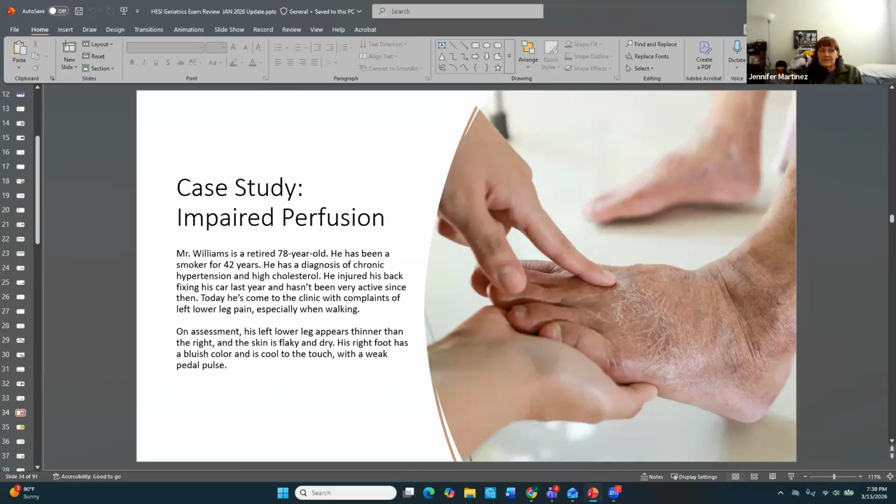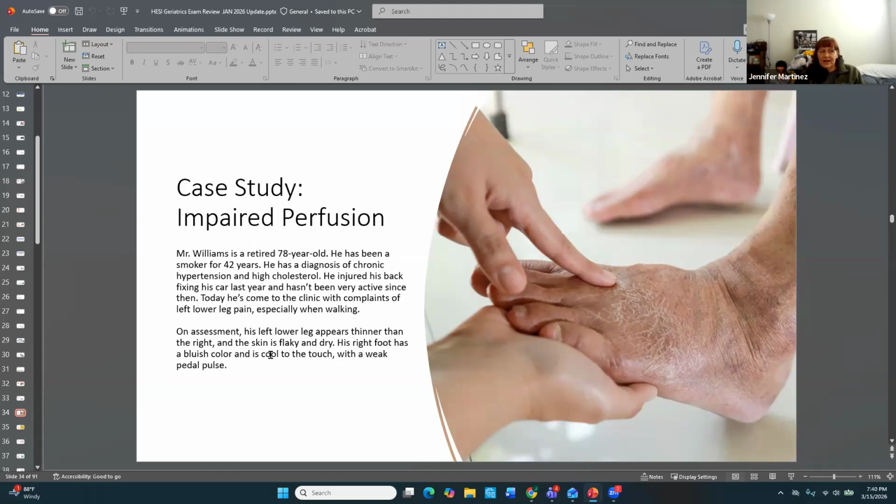So Mr. Williams is a retired 78-year-old. He has been a smoker for 42 years. He has a diagnosis of chronic hypertension and high cholesterol. He injured his back fixing his car last year and hasn't been very active since then. Today he comes to the clinic with complaints of left lower leg pain, especially when walking. On assessment, his left lower leg appears thinner than the right. The skin is flaky and dry. His right foot has a bluish color and is cold to the touch with a weak pedal pulse.